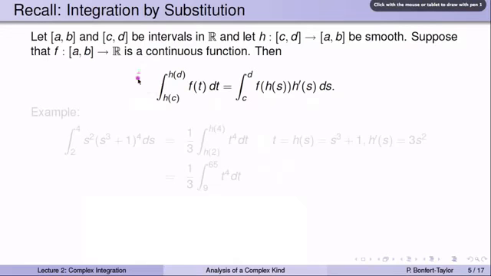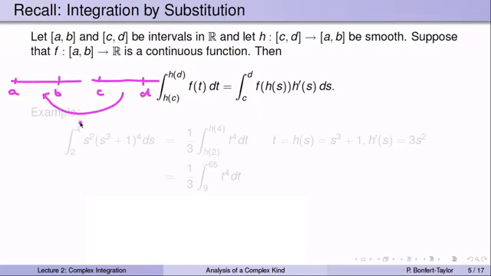I want to remind you of an integration tool from calculus that will come in handy for our complex integrals. Suppose [a, b] and [c, d] are intervals in R, and h is a smooth function from [c, d] to [a, b]. So here's [a, b], and there's [c, d], and h is a function from [c, d] to [a, b]. F is a continuous function defined on [a, b]. Then integration by substitution says that you can integrate f of t dt from h of c to h of d, so h of c and h of d are some points in this interval where f is defined, or alternatively, you can integrate from c to d the function f of h of s, multiplied by h prime of s, ds, and these two integrals are the same thing.